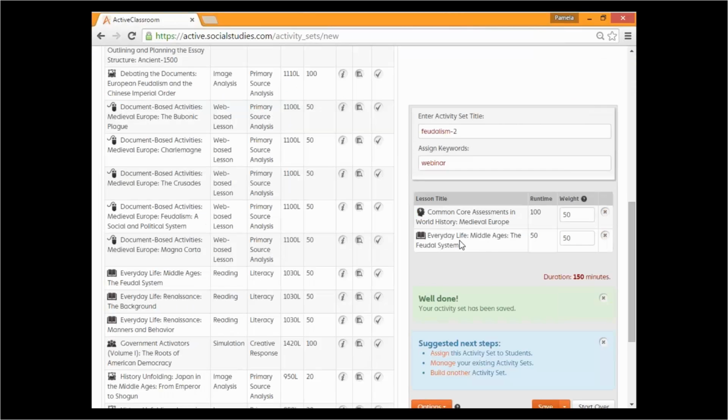Let's pick something else to add. And I picked Everyday Life, the Middle Ages, the Feudal System. And to make my title different, I've done a -2 out to the side of it so that I know it's different from the one I saved for group 1. And as you can see, I've already got a well done on that. Now, I'm going to assign this to my group 2 students. Let's go to group 2.